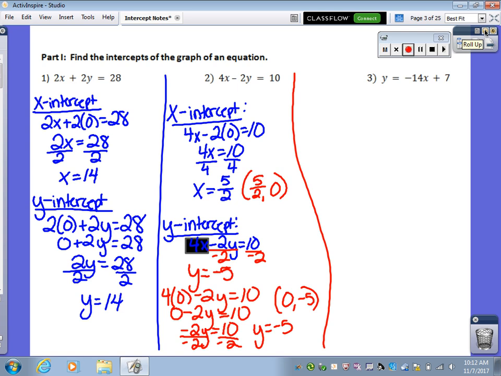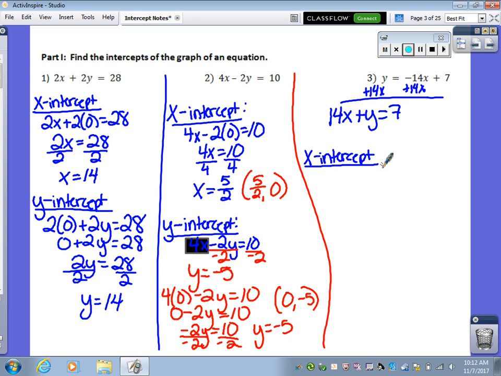Now, if you want to do cover-up method, you need to get x and y on the same side of the equal sign. So to do that, I'm going to add 14x to each side and have 14x plus y equals 7. To get my x-intercept, I can plug 0 in for y, or use your hand and cover up that y term and just divide each side by 14. It's the same thing. And 7 over 14 simplifies to 1/2.